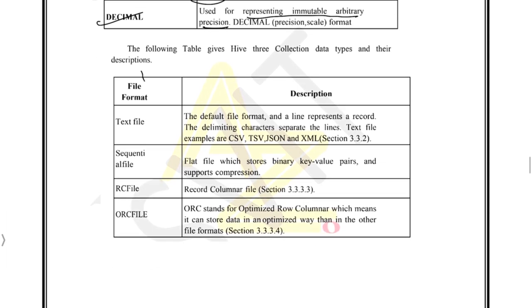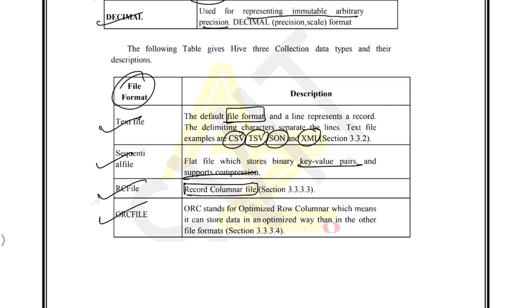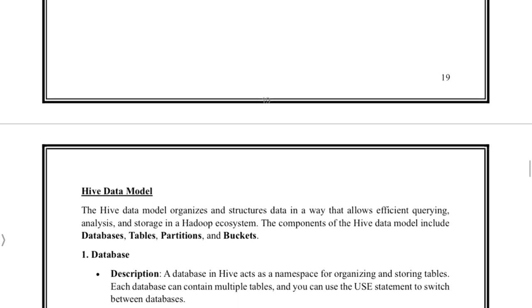Then you have the types of file format. First is text file, sequential file, RCF file, ORC file. The text file mainly consists of your default file format, where you just have text. Examples are JSON, TSV, XML, CSV files. Your sequential file mainly consists of key value pairs and supports compression. RCF file is a record columnar file, and ORC file is an optimized row columnar file, which means it stores data in a more optimized way than other file formats.